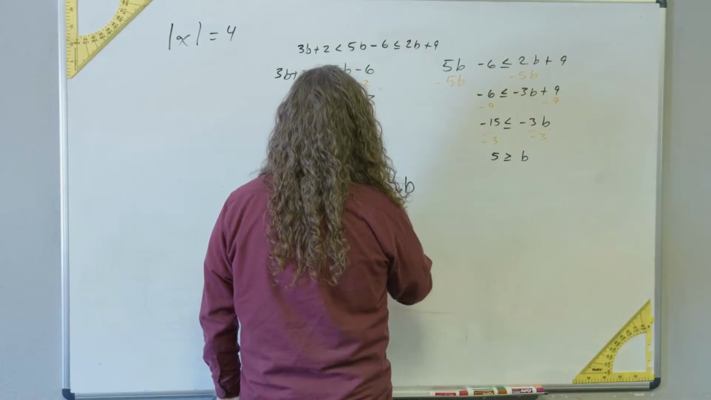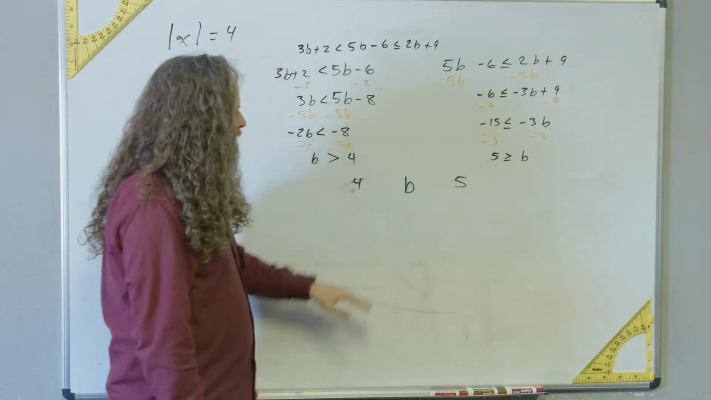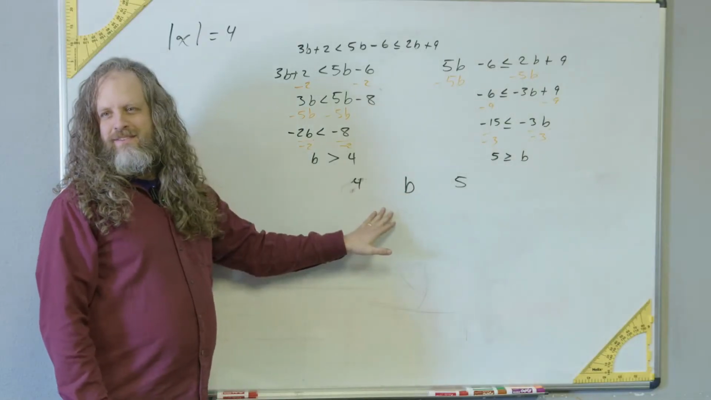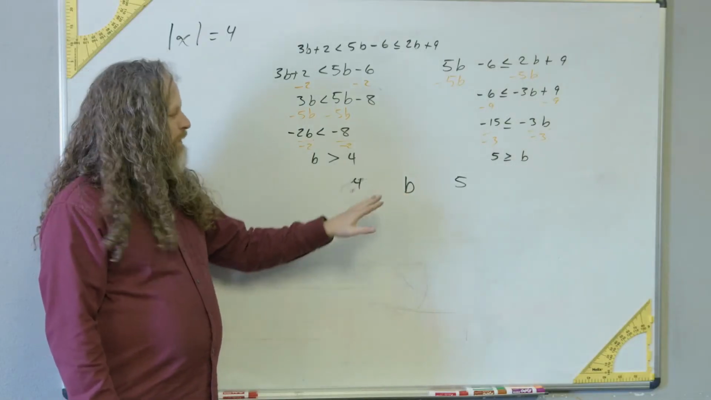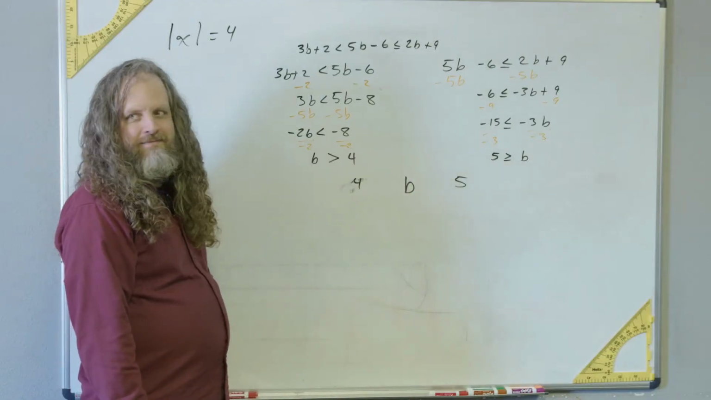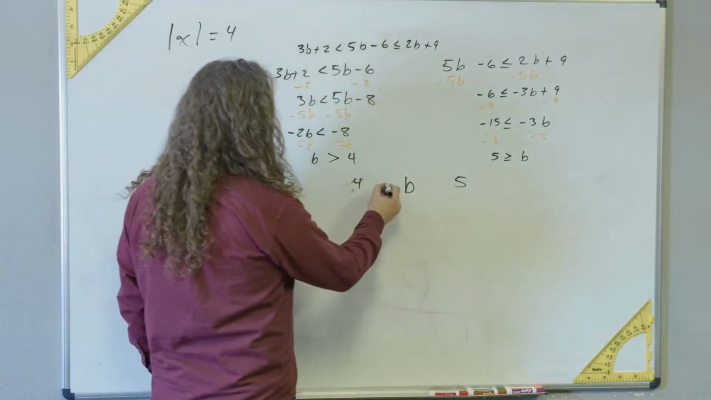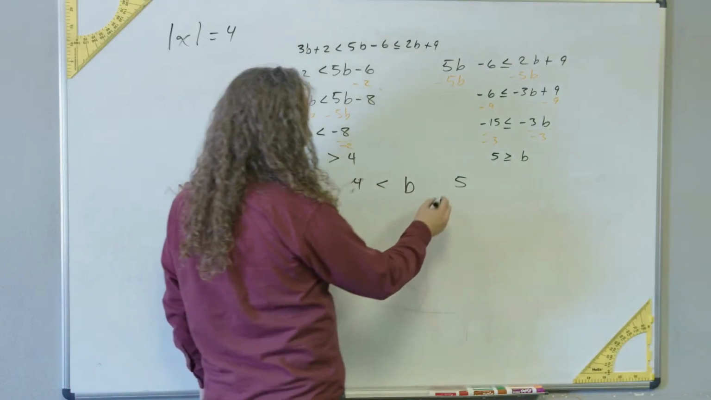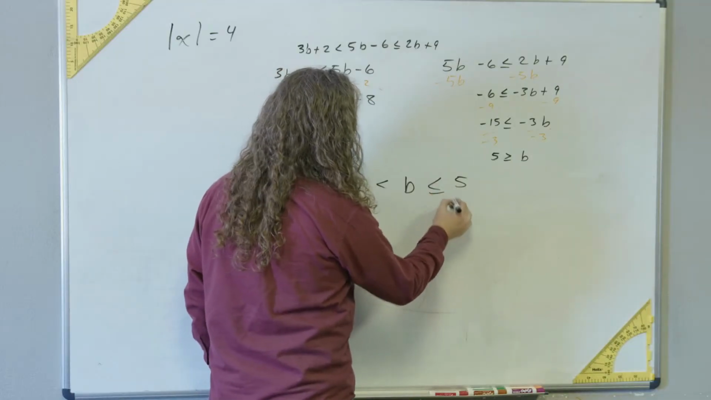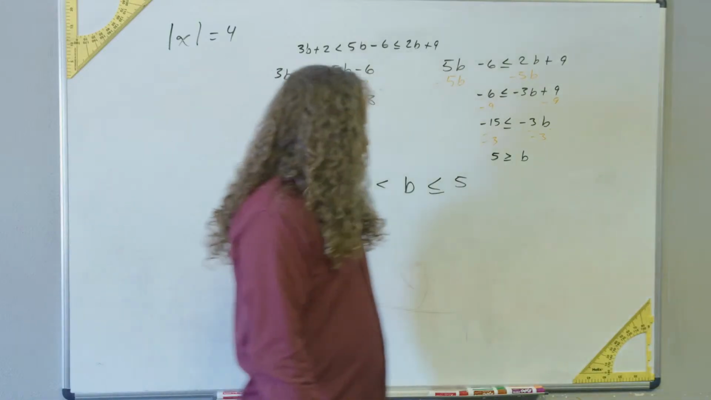Why are you saying 5? How do I know which way these go when I put my inequality signs back in? Yeah. So this is going to point at the 4, and this is going to point at the b, right? Now when I go to graph the thing, what do I do?